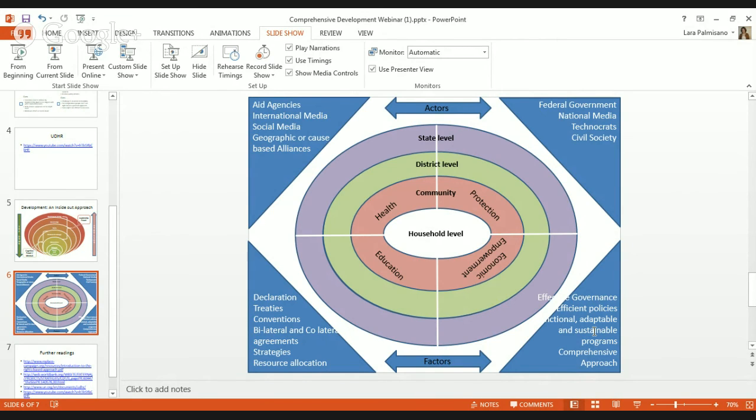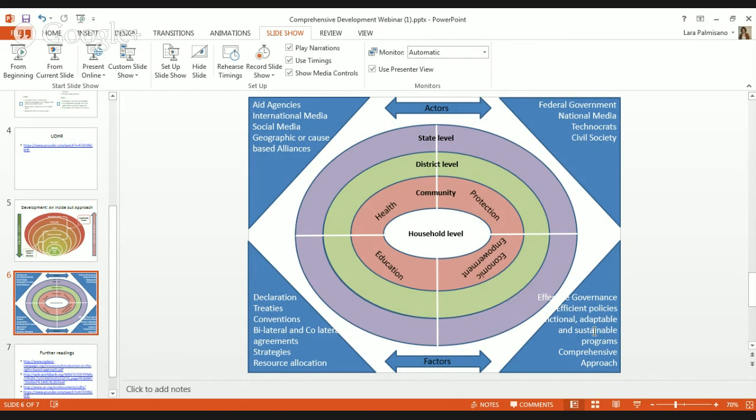Here, adaptable means it should adapt according to the technology, according to the economic level of the people, and according to the social and culture of the people. And then sustainable. If we talk about any education program, the result of investment in education comes after a generation. It doesn't come in 1 or 2 years.